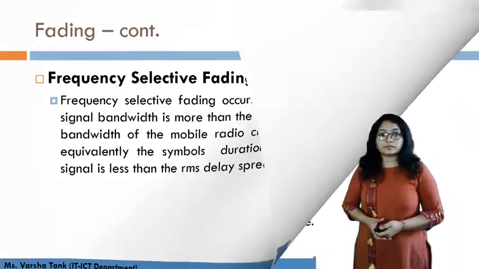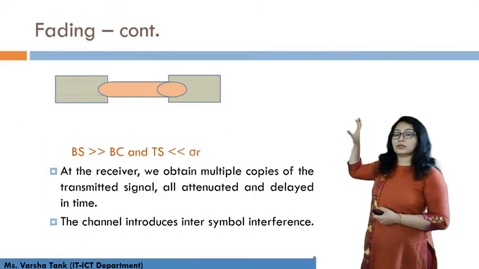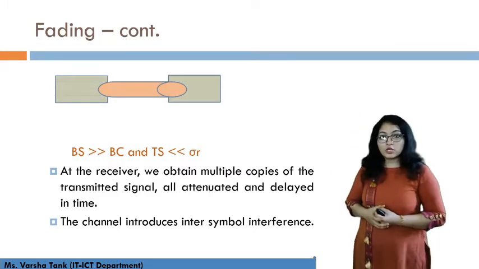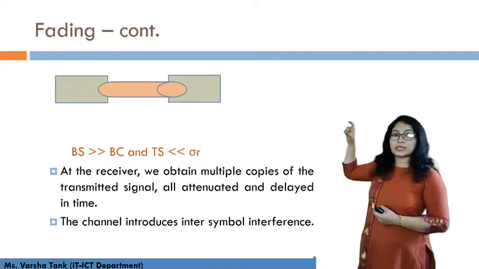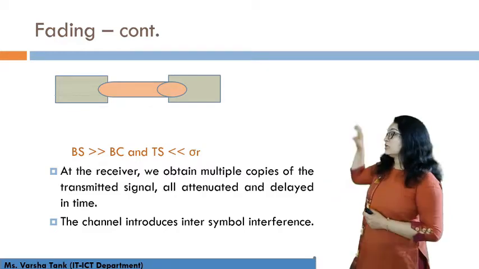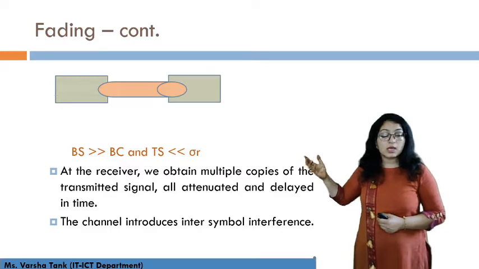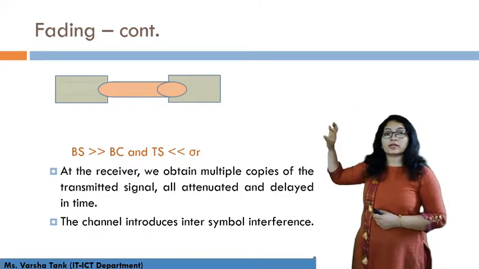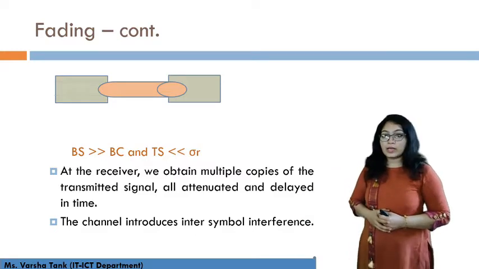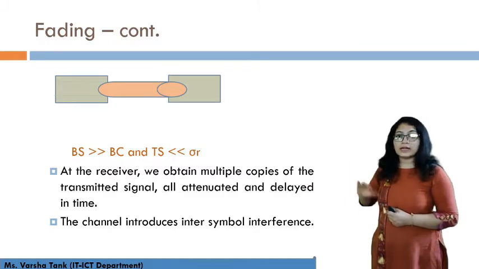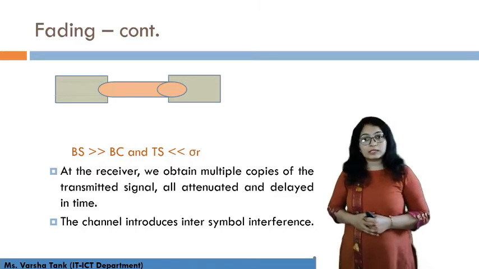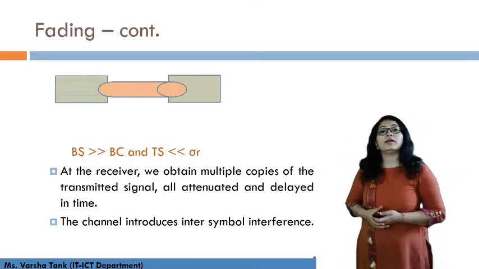Here in this figure, you can see the bandwidth of your signal is much more than the coherence bandwidth. So at that time, the signals with the same intensity and frequency will easily pass through that channel. But the signal with high intensity and high frequency may be affected by noise, because your coherence bandwidth is less. In the same way, BS is greater than BC and TS is less than sigma R. That means the symbol period is less than the root mean square delay spread. At that time, this fading can occur.